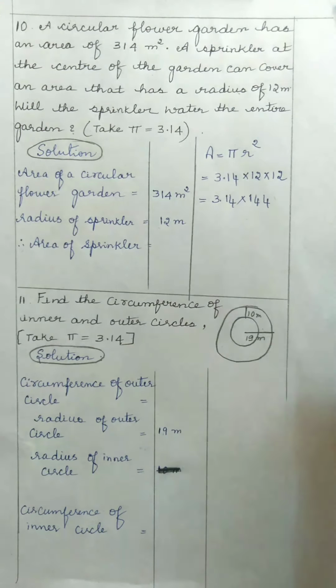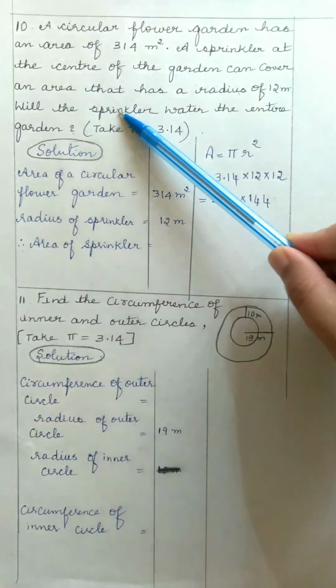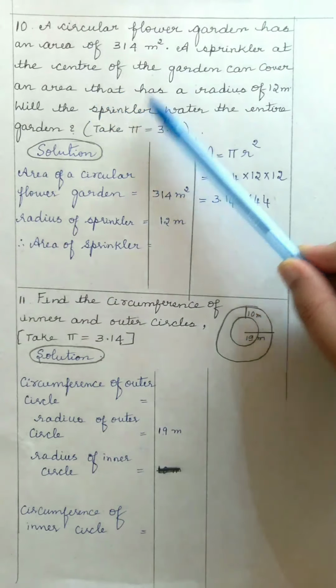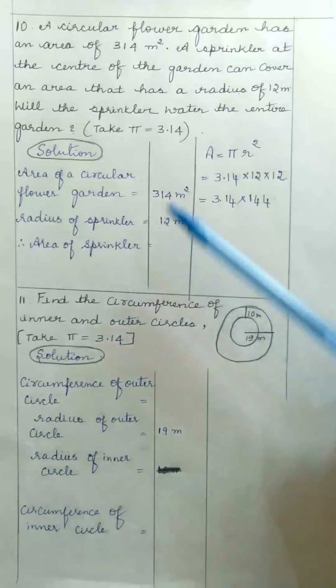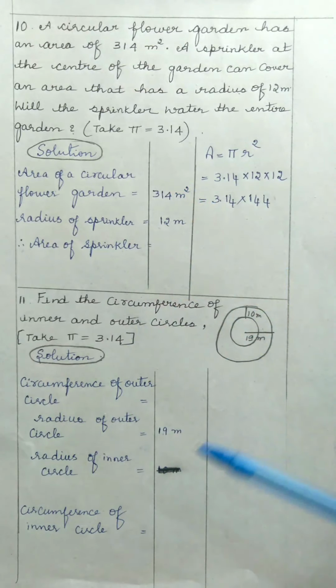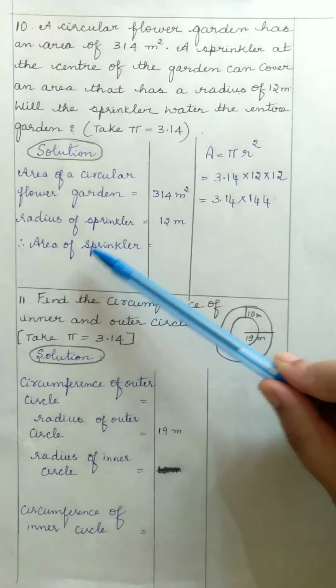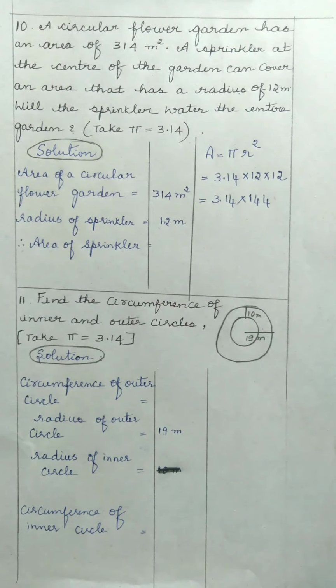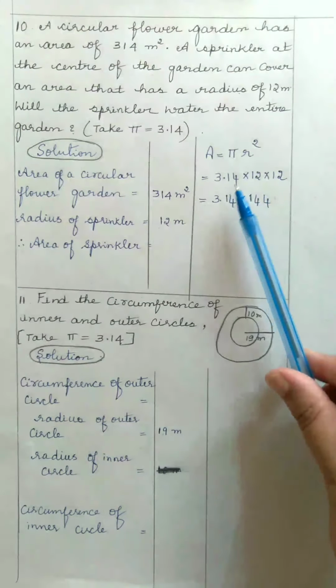Now, the question is, will the sprinkler water the entire garden? The area of the entire garden is given as 314 meter square. Now children, we first want to calculate the area of the sprinkler by using the radius value. After that, we should compare the areas of the sprinkler and the circular garden. Then we should say whether the sprinkler waters the entire garden. So in order to calculate the area of the sprinkler, we have the formula area is equal to pi r square.